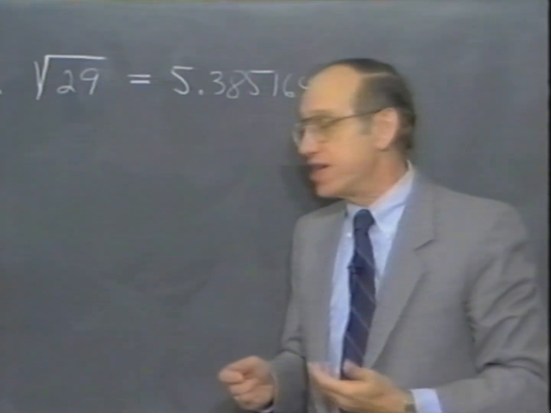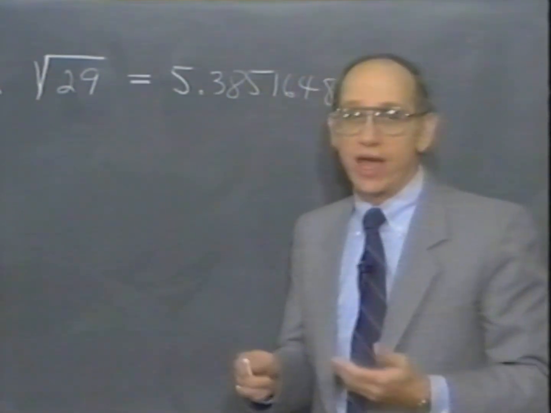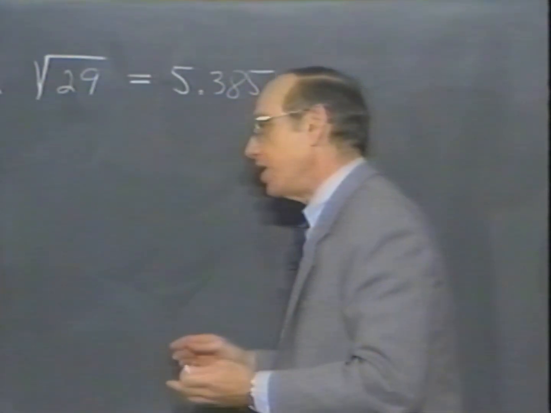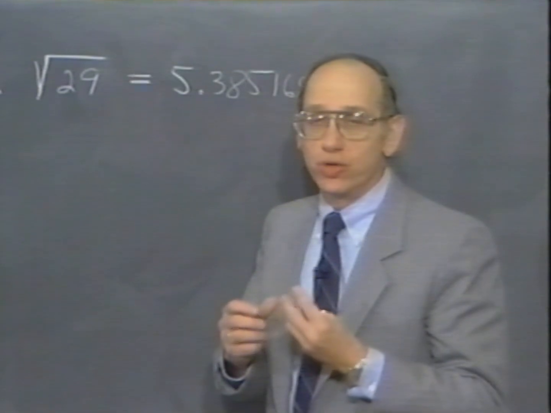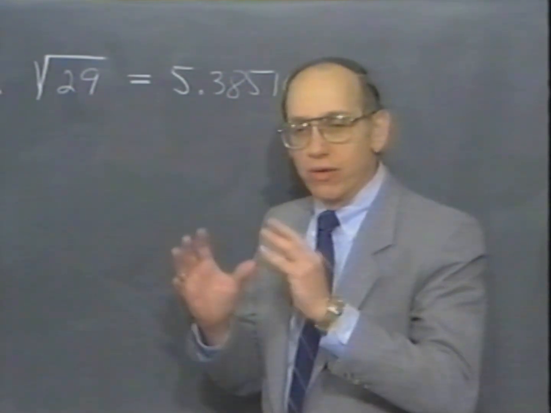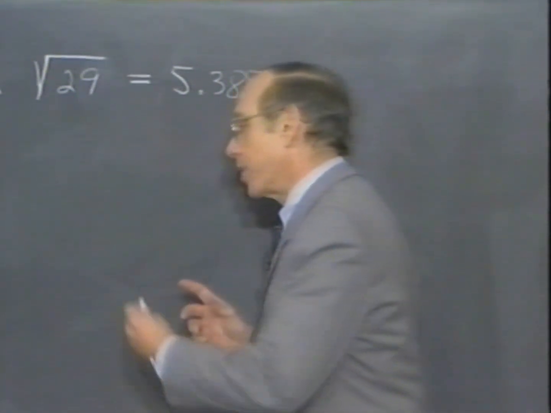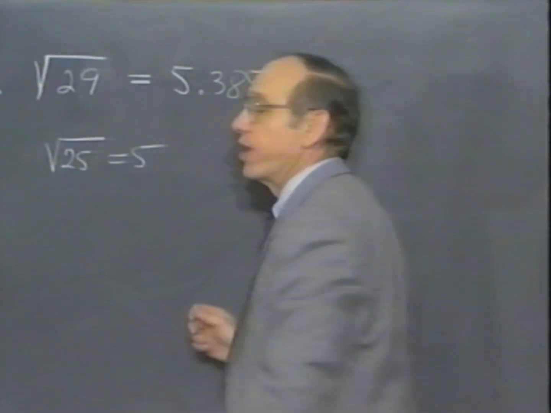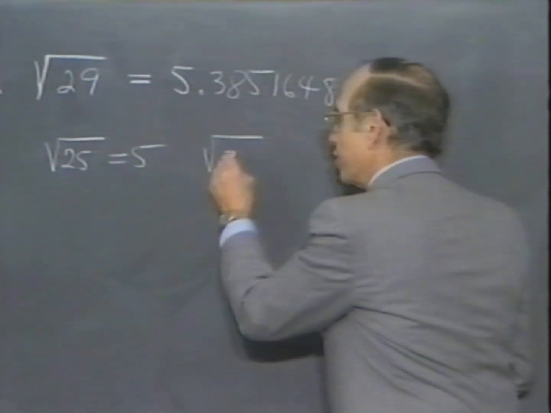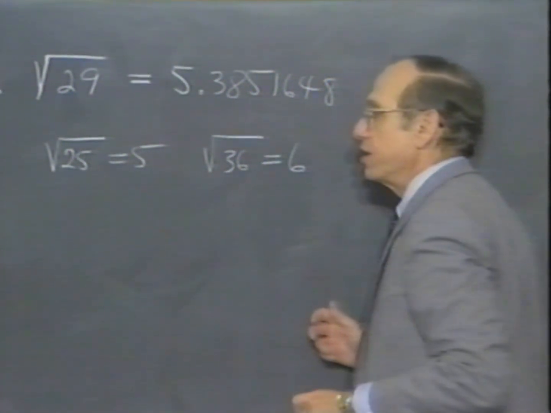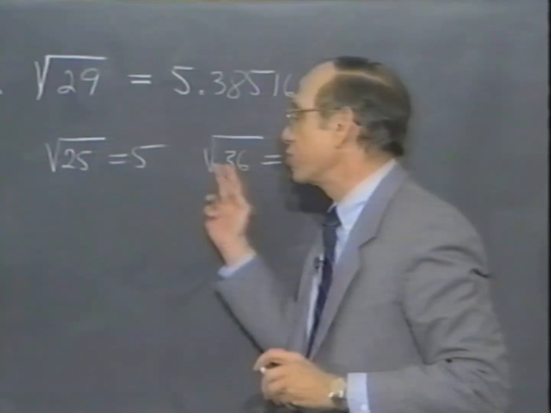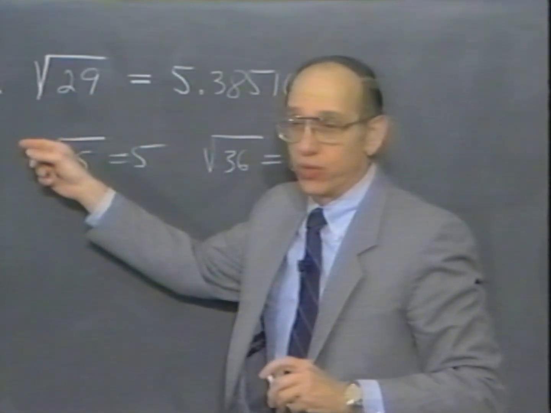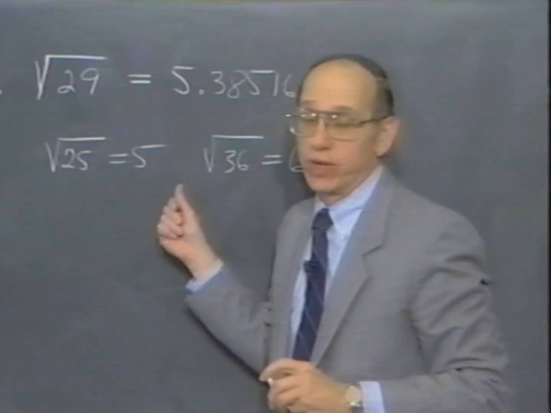But suppose you don't have a calculator. Suppose you're expected to estimate the square root of 29 without any mechanical device. All right? You reason as follows. Step 1, you try to find two whole numbers that bound the square root of 29. What do I mean by bounded? Well, if you take the square root of 25, you get 5. If you take the square root of 36, you get 6. In other words, I find two perfect squares, in this case 25 and 36, one of which is less than 29 and one of which is just greater than 29.